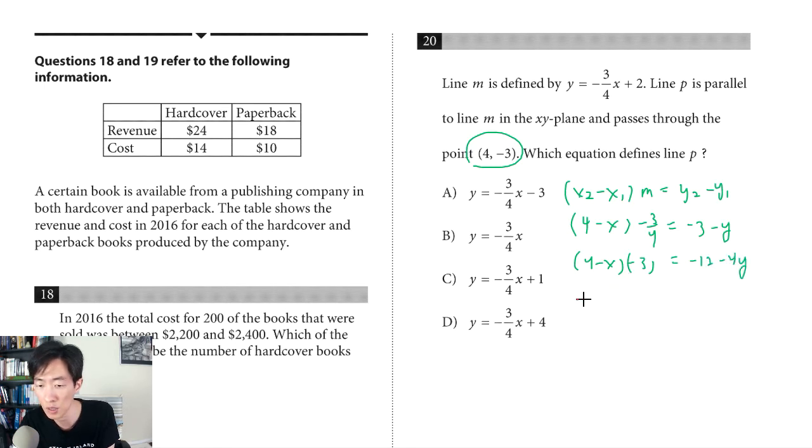We can multiply this out. This becomes -12 plus 3x equals -12 minus 4y. -12 and -12 subtract out. We're left with 3x equals -4y. Divide both sides by 4. We get y equals -3/4 x. And so what we're left with is the actual equation of the line, which is choice B.